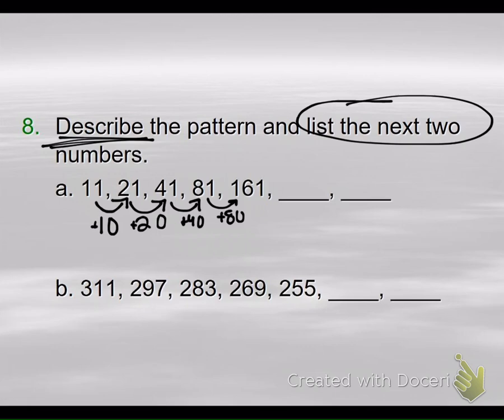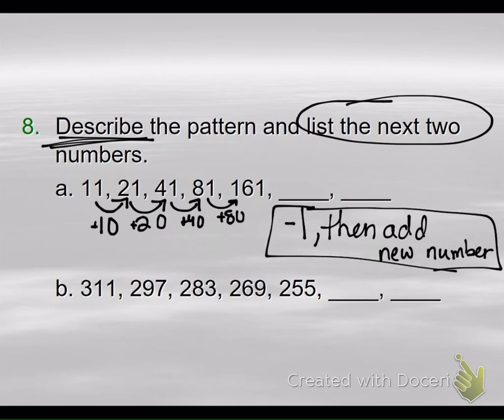Do you guys see that? Like the number was 11, but we added a 10. The number was 21, and then we added a 20. So what you do first is you subtract 1, then add the new number. That's tricky. So this is how I would describe it. So this is one answer. You need that if you want full credit if the directions say describe the pattern. Okay, so if we're at 161, what would I add? So take 1 away from 161 and you get 160. When you add 160, what do you get?